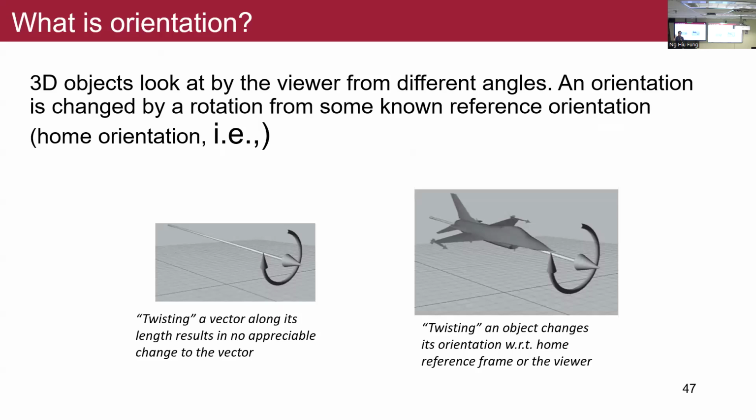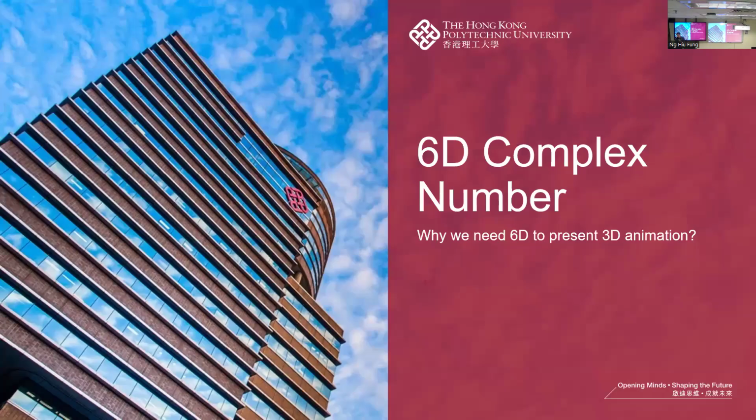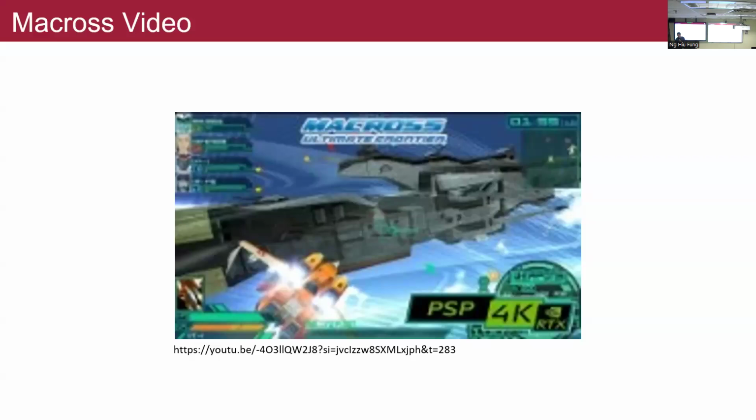And then we have the matrix. Matrix is for rotate, translate, and also scale. Then we have another one called orientation. It's also for movement. So why do we have these kinds of things? Let us have a look at a demo first.